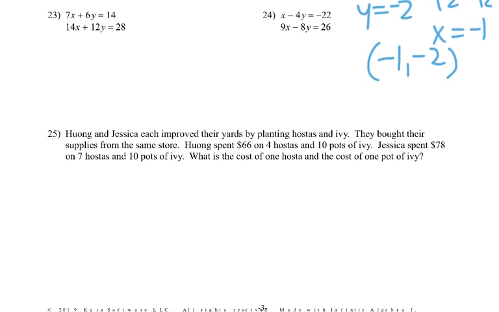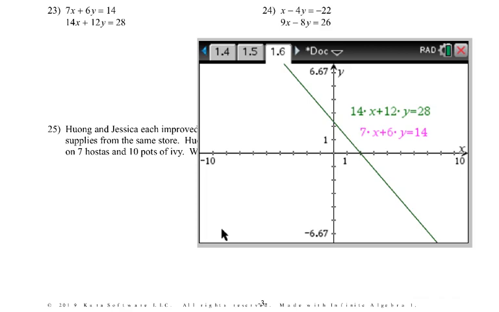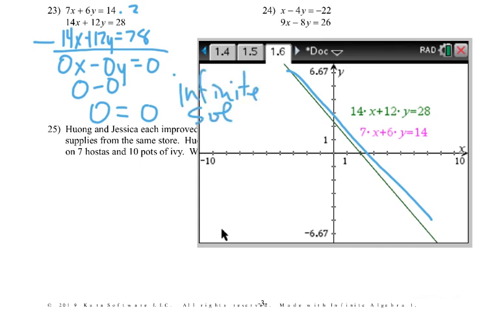Or like number 23, again, we could graph it. But when I graph it, it looks like one line. So if I were to solve it, I could double the top, and what do I get? 14x + 12y = 28. So we'd subtract: 0x, 12 minus 12, 0y, 28 minus 28, 0. So 0 minus 0 is 0. So they overlap, which means there's infinite solutions.